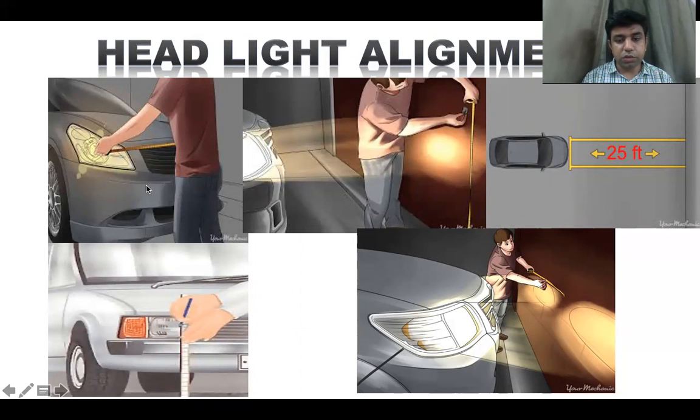These two readings will be marked on a wall. Now from that particular wall, the vehicle would be kept 25 feet away. The center spot of the lamp will be marked on this particular wall region. Later on, we will start up the lamp. Then we will check the area in which the maximum headlight intensity falls.